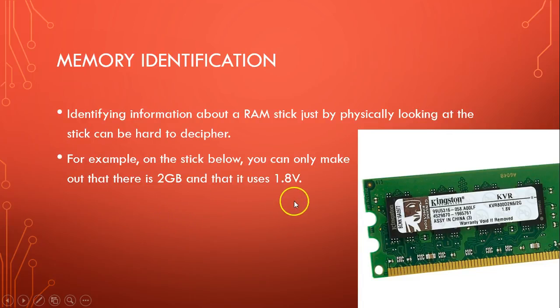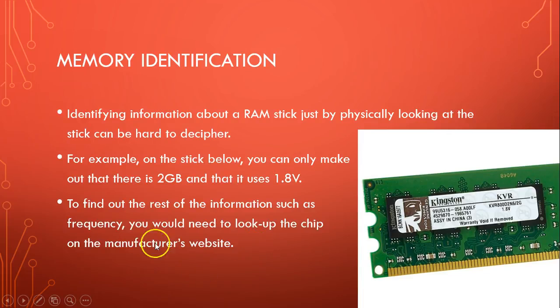Well, for example, if we look at the stick, we can make out that there is 2 gigs and it uses 1.5 volts. So over here, you can see this 2G. That 2G refers to 2 gigs. This 1.8V refers to 1.8 volts. Now, for the rest of the information on the stick, I could actually go to Kingston's website, which is what I would recommend you do, and you could look up the information on that chip.